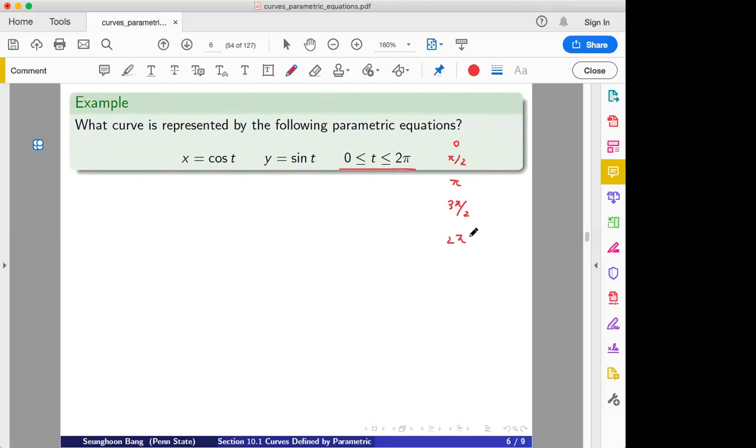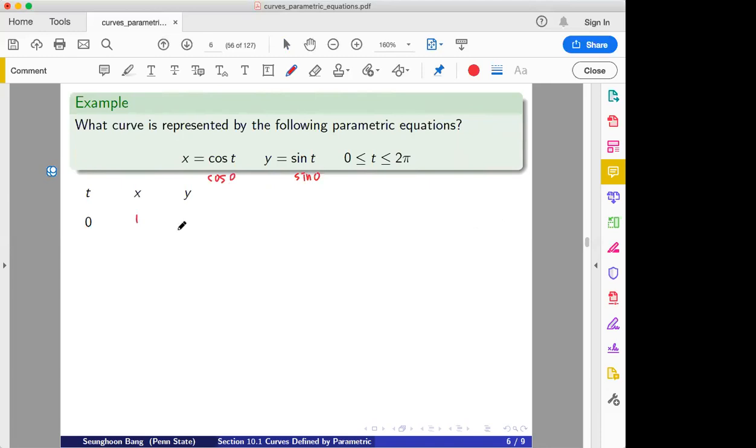So don't choose pi over 6, pi over 3. You can draw the graph a little bit more accurately by using more points, but you don't need it. We need 0, pi over 2, pi, 3 pi over 2, and 2 pi. This is the idea. So you can plug 0 into here. What is the cosine of 0? Do you know the cosine of 0? Yeah, cosine of 0 is 1. You can plug 0 into y. What's the sine of 0?